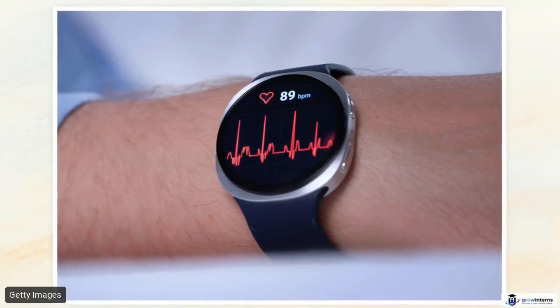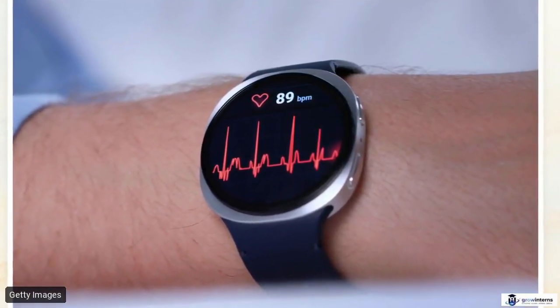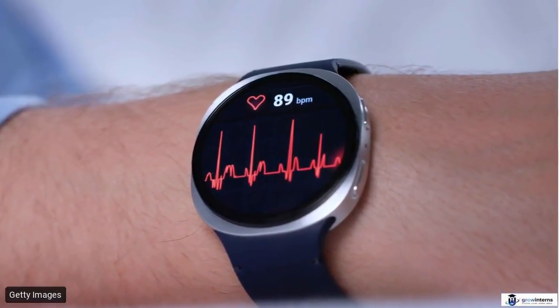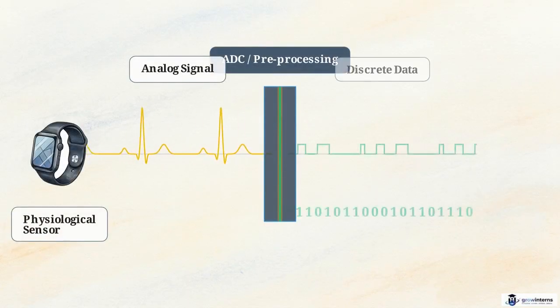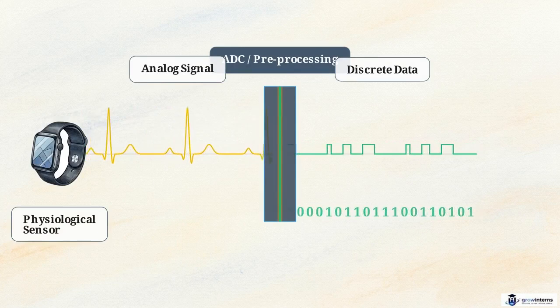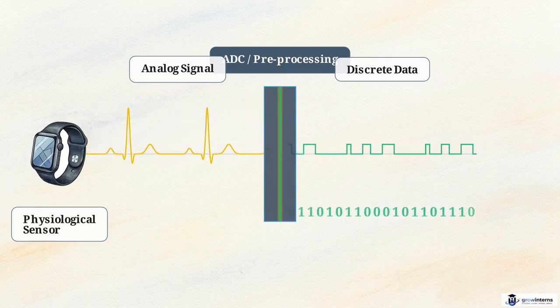Look at this smartwatch displaying an ECG graph. Layer 1 of the architecture is perception. This happens the moment the watch detects an irregular heartbeat. Tiny physiological sensors continuously pull in analog data from the environment, like the electrical impulses of a heart, and translate it into a digital format the device can understand.